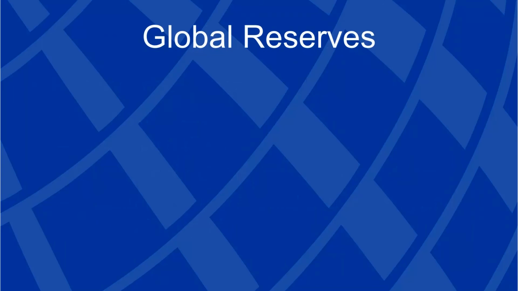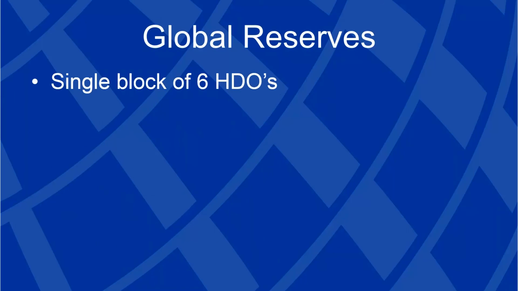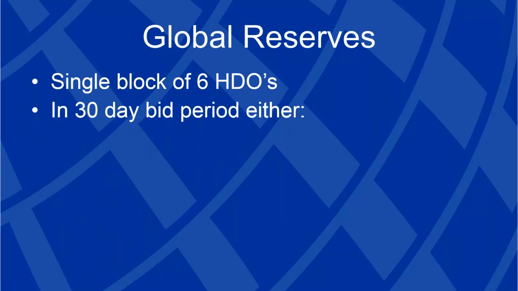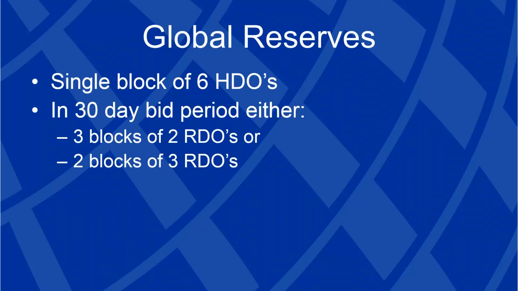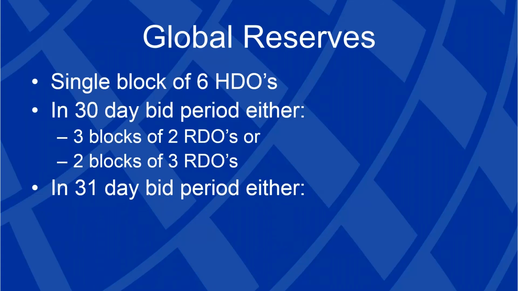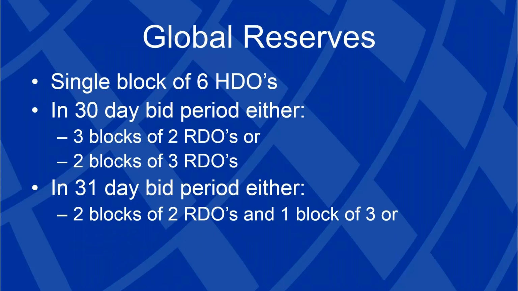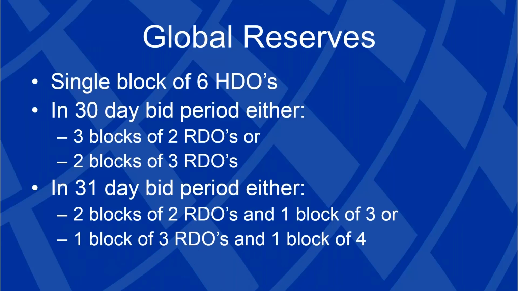For global reserves, the rules are a bit different. Again, assuming full availability for the entire bid period, each global reserve will receive a single block of 6 HDOs. Additionally, in a 30-day bid period, global reserves will receive either 3 blocks of 2 RDOs or 2 blocks of 3 RDOs. In a 31-day bid period, a global reserve will receive either 2 periods of 2 RDOs and 1 period of 3 RDOs, or 1 period of 3 RDOs and 1 period of 4 RDOs.